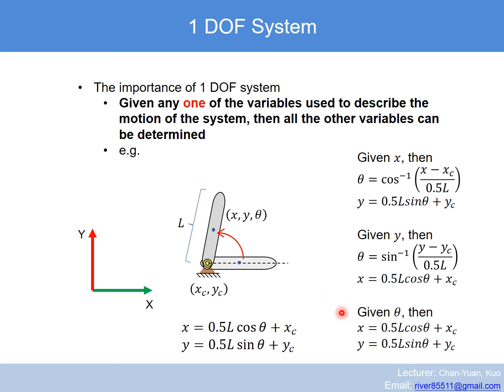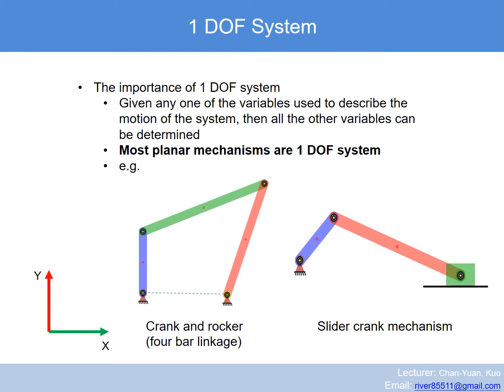Last, assume that theta is given, then both x and y can be directly determined by the equations x equals 0.5L cosine theta plus xc and y equals 0.5L sine theta plus yc. Now, we have proved the fact that for a 1DOF system, once a variable used to describe the motion of the system is given, then all the other variables can be determined. And the other reason why a 1DOF system is worth mentioning is because most planar mechanisms are 1DOF systems, such as the crank and rocker mechanism and the slider crank mechanism.